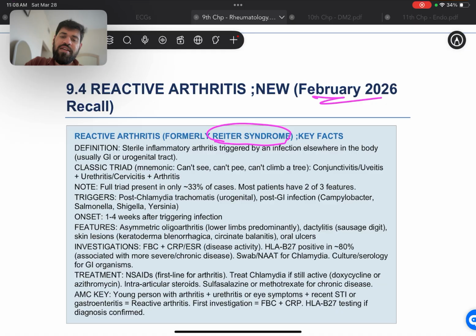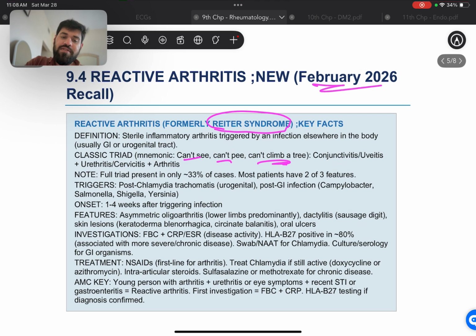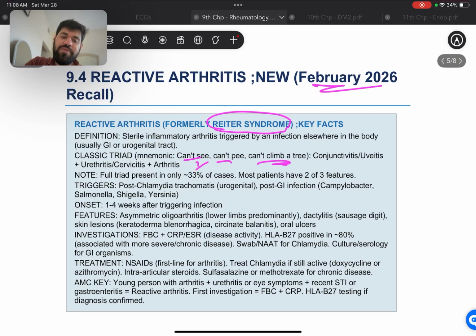Then the classical triad can be, obviously we all know this, can't see, can't pee, and can't climb a tree. So conjunctivitis or uveitis, urethritis or cervicitis, plus arthritis. All right, and this full triad is only present in 1/3 of the cases, and most patients just have 2 or 3 of these features. Now the triggers are going to be post-chlamydia trachomatis, which is urogenital infection, post-GI with Campylobacter, Salmonella, Shigella or Yersinia.